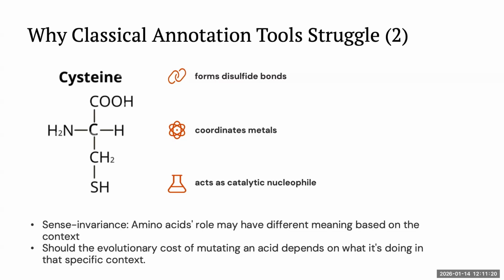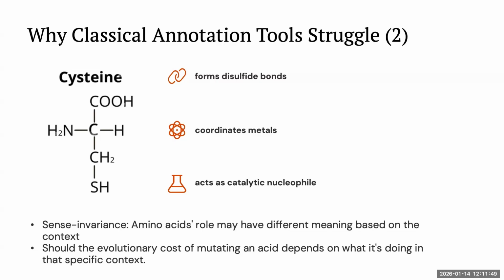So not only can cysteine have multiple roles, but it also can occur in multiple locations. And it just does not make sense to say, every time I see a C mutated to an E, I'm going to penalize it with a score of minus 4. This concept is often referred to in linguistics as sense invariance. We have a single amino acid that can have different roles.